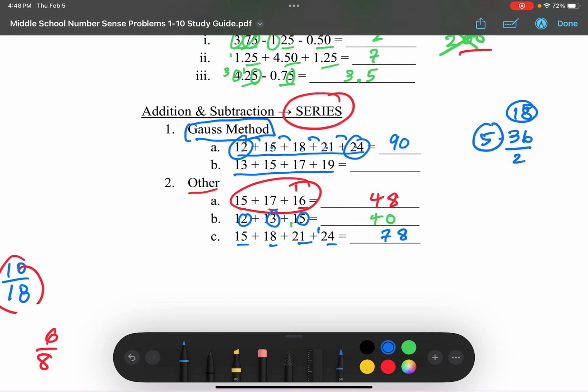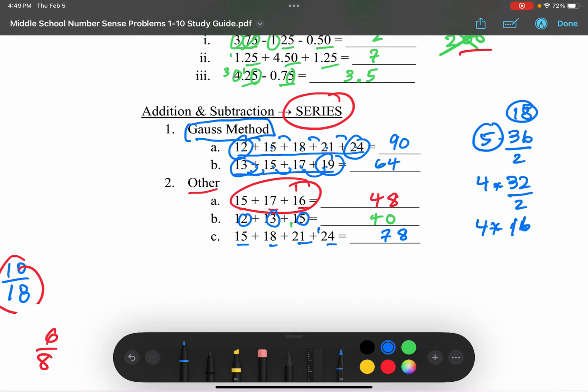So again, let's try it with this one. These are skipping by 2s, right? So I'm going to add the first and the last. So that's 32, okay? And then I have 1, 2, 3, 4. So I have four numbers. And then I'm going to divide whichever one by 2. So I'm going to divide the bigger one because that seems like a lot easier. So 32 divided by 2 is 16. 16 times 4 is 64.